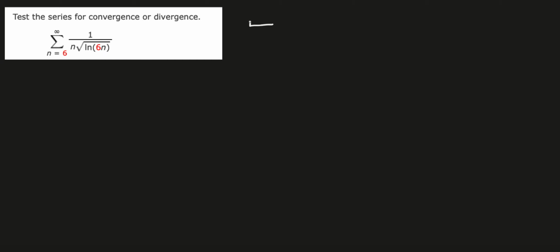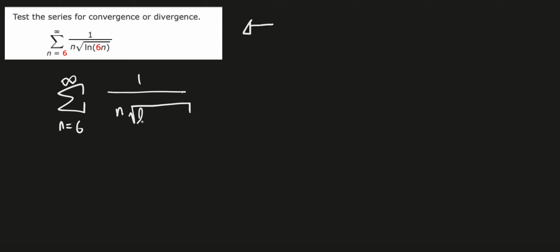This is the second video for testing for convergence or divergence of our series. We have our series going from n equals 6 to infinity of 1 over n times the square root of the natural log of 6n.